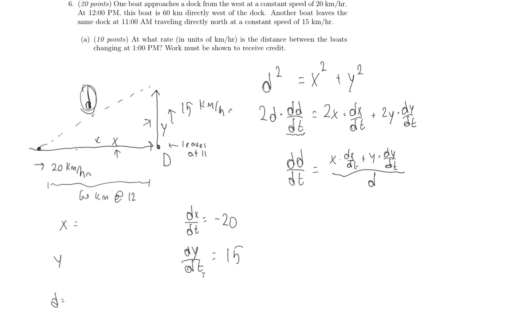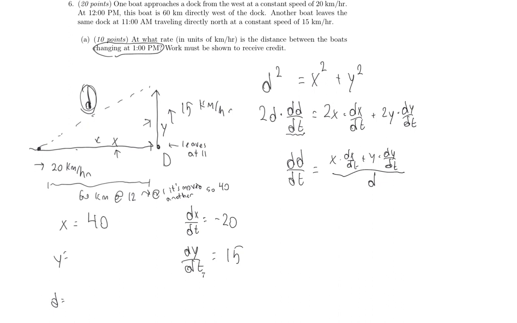Well, what about x and y, and then d? Because once we have those, we can figure out what d is. We're looking at this at 1 p.m. That's the big thing, the moment that we're looking at it. If we know this boat was 60 kilometers away at 12, well, at 1 p.m., it's moved another 20 kilometers because it's moving 20 kilometers every hour. They're getting closer, so x at 1 is going to be 20 kilometers closer. So we'll say it's 40.